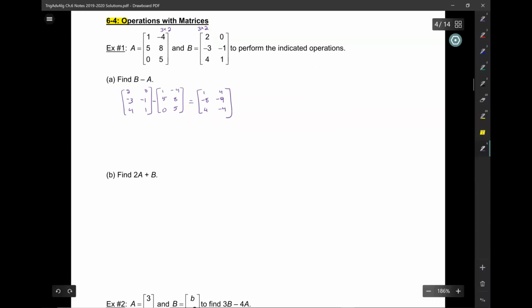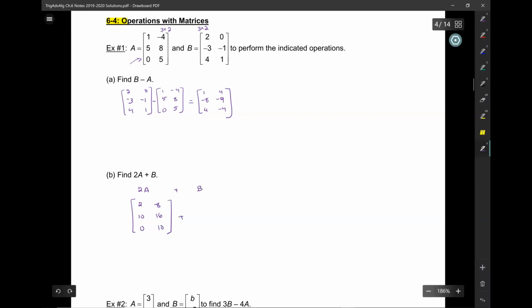Okay? Next, we want to do 2A plus B, right? So first, let's see what 2A looks like. 2A, we're going to multiply that matrix A by 2. Let's do that in one shot. Okay, let's multiply it by 2 and then write the result in this matrix. So 2 times 1 is 2. Going horizontally across, 2 times negative 4 is negative 8. Second row, 10, 16, 0, 10.